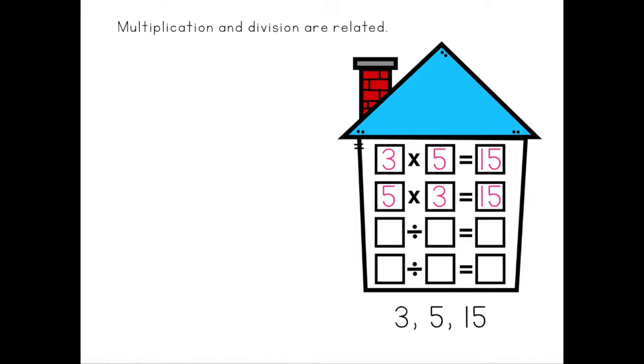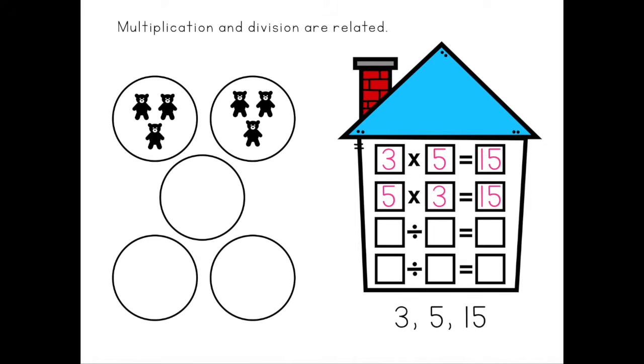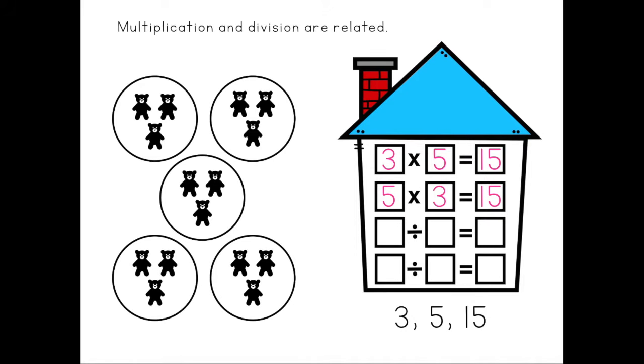I'm going to represent this multiplication sentence with some equal groups once again. So my first number is a 5, so this time I need 5 equal groups. 1, 2, 3, 4, 5 equal groups, and I need to put 3 teddy bears in each group. 3 in the first group, 3 in the second group, 3 in the third group, 3 in the fourth group, and 3 in the fifth group.